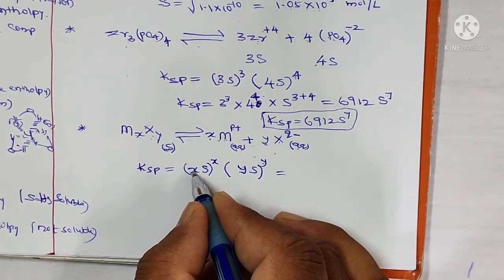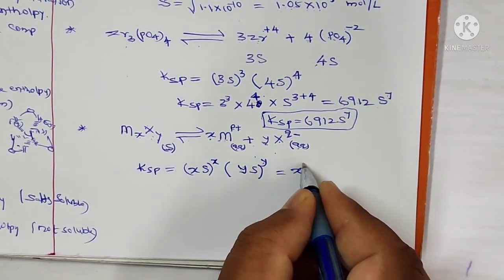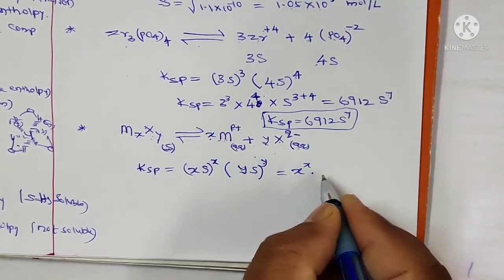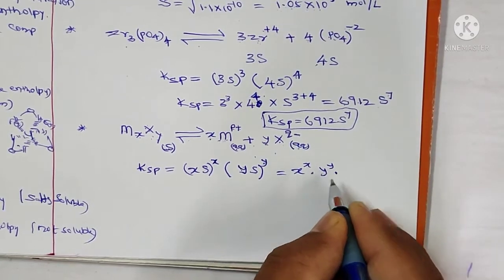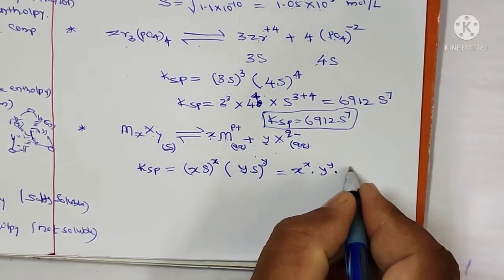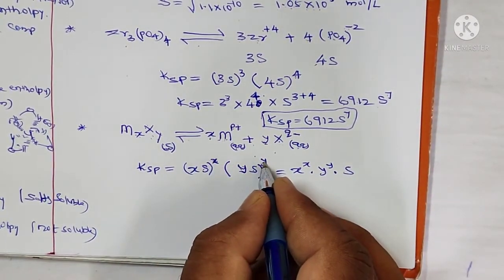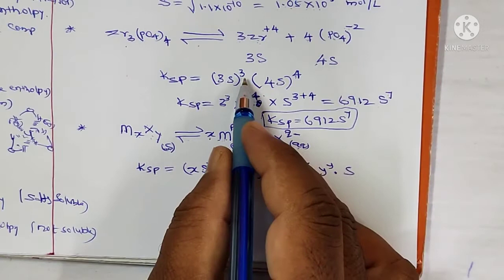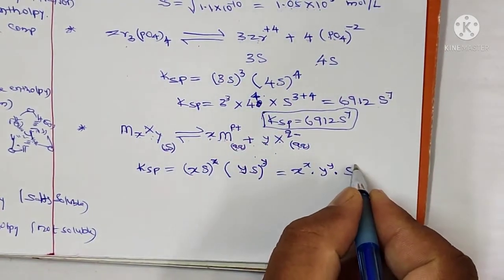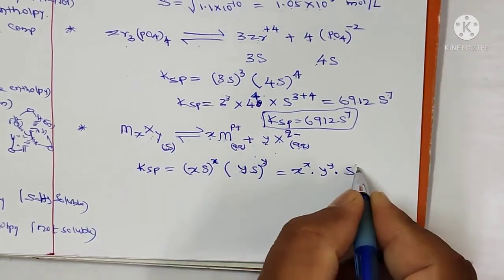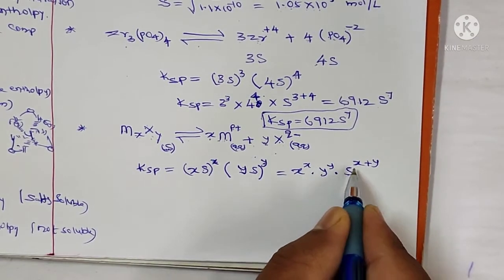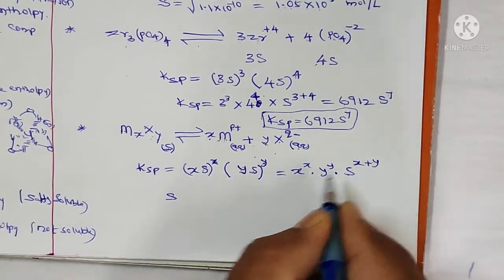is equal to x to the power of x into y to the power of y into s to the power of x and s to the power of y, which means s to the power of x plus y. In the previous one, we took 3 plus 4, s to the power of 3 plus 4. So here we are taking x plus y.